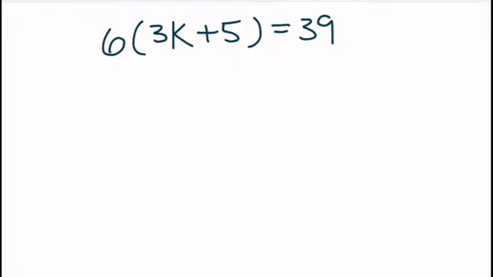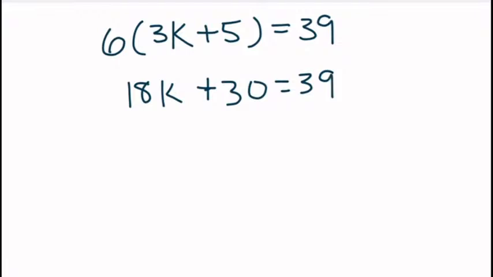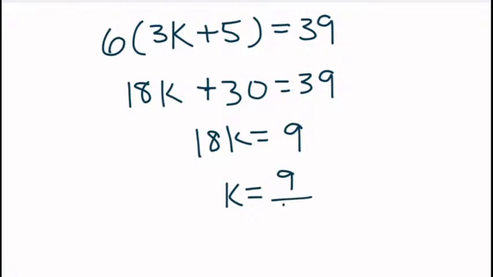So 6 times 3k would be 18k, because you just multiply the numbers in the front, and then we add that to 6 times 5, which is 30. So we get 18k plus 30 equals 39. And now we have to get all the numerical values on one side, so we get 18k equals 39 minus 30, which is just 9. And then we're going to divide by 18 to have the k isolated. So k is equal to 9 over 18.